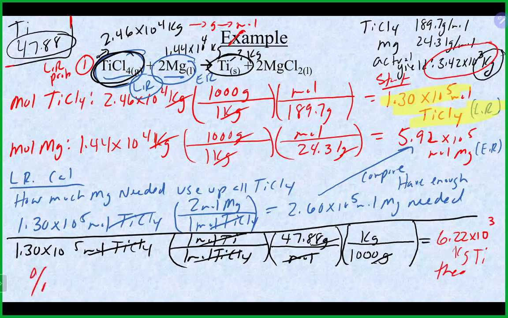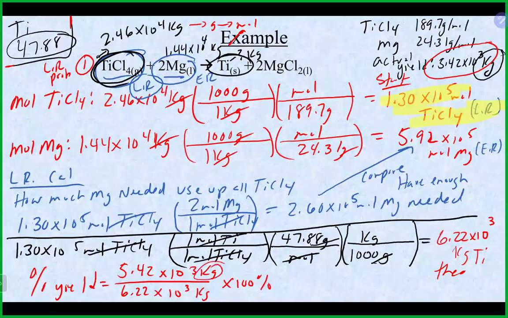So my percent yield in this case would be my actual, which was given to us at 5.42 times 10 to the 3 kilograms, divided by 6.22 times 10 to the 3 kilograms times 100%.